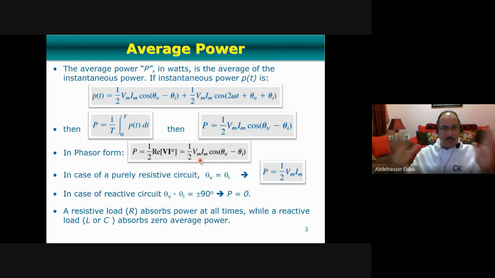Then there is a 90-degree phase shift between voltage and current. Then the difference here will be 90 degrees, and cosine of 90 degrees is 0. So this means that if you have any capacitor or inductor, the power absorbed, or the average power, is 0. So you don't have to calculate it. If you have a circuit and I ask you to calculate the average power, for the capacitor you don't have to even calculate it. It is just 0. But if you have a resistor, you need to calculate it.